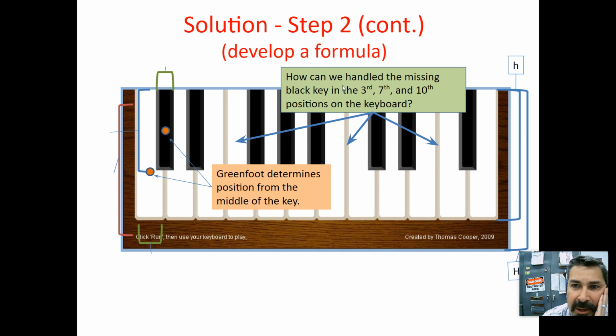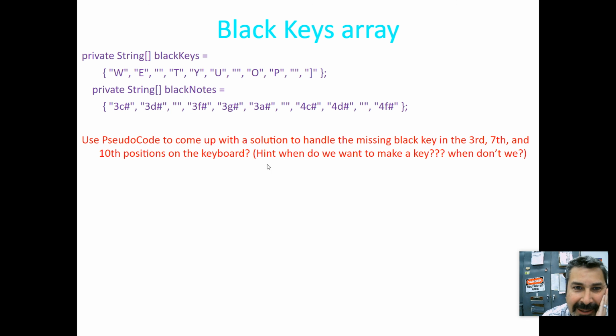How can we handle the missing black key in the 3rd, 7th, and 10th positions? I want you to do this in your handouts. Use pseudocode to come up with a solution to handle the missing key. Here's a hint. Would we want to put a key here? Yes. Do we want to put a key here? Yes. Do we want to put a key here? No, we don't. So what's different about this one than this one? Let's see if we can use that to come up with a solution.